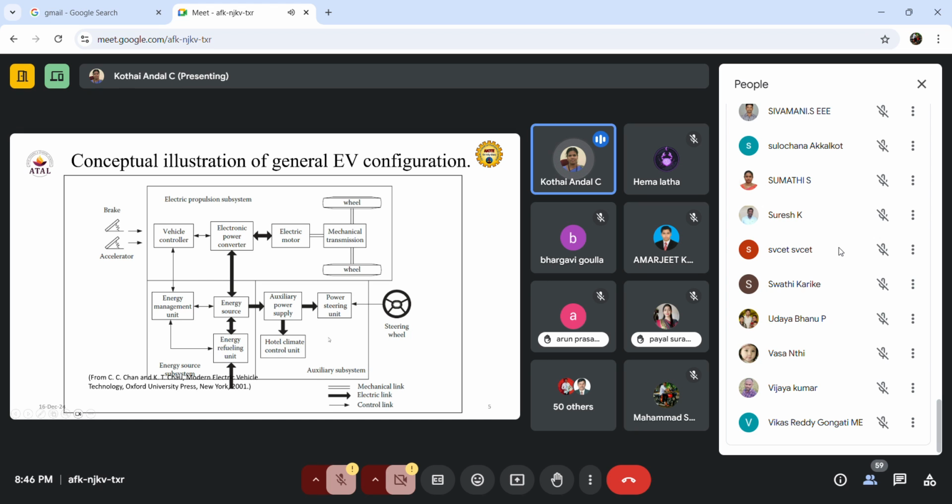Next, we come to the auxiliary subsystem. This is available in all electric vehicles independent of type. It is available in all cars, all transportation. That is the small battery, we can say a 12-volt battery. That battery supplies the auxiliary power devices like audio, video systems, and weather conditions, all those things. So this is the conceptual illustration of the general EV configurations.